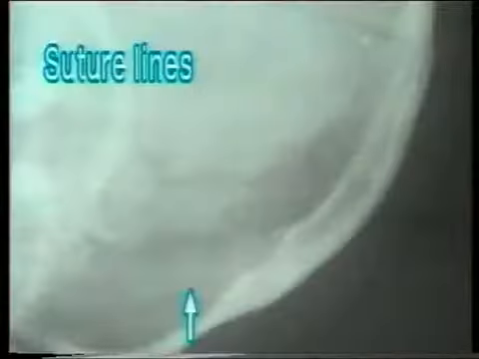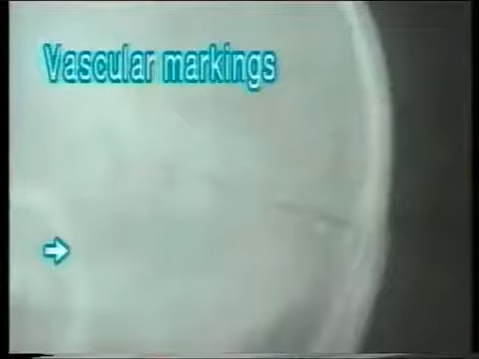The suture lines are wavy and have a fixed anatomical location and direction. Vascular markings are faint, smooth, and if traced towards the vertex, they branch out. In contrast, a fracture line is a straight, dark line anywhere on the skull. This is a crack fracture in the occipital region.